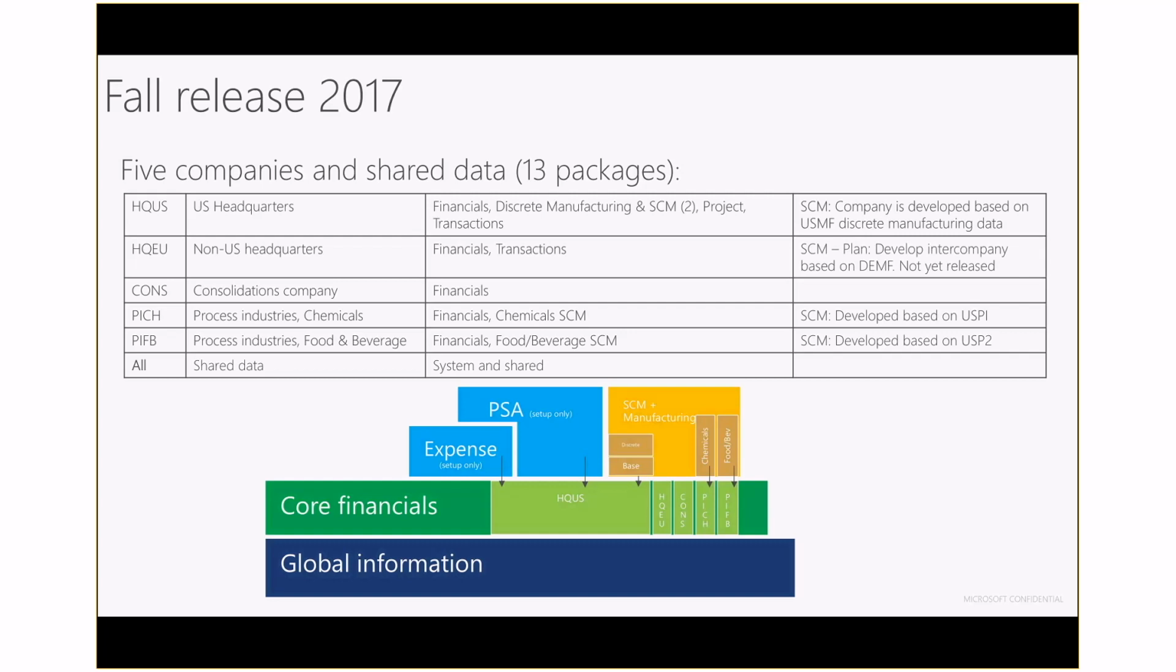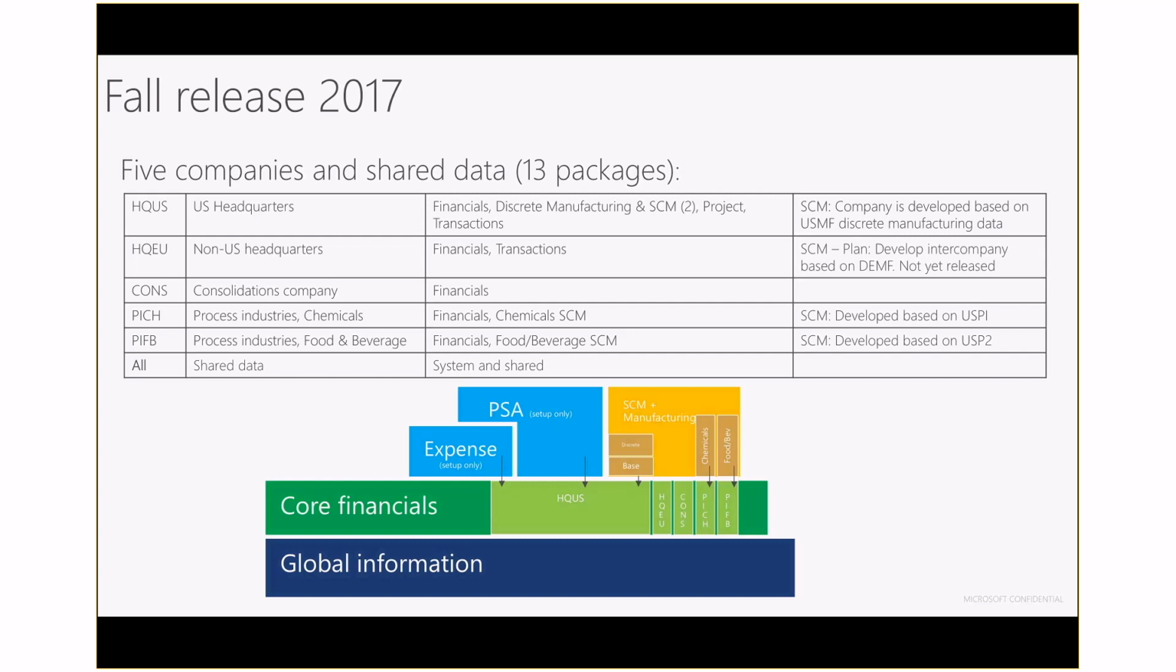The third company is a really tiny company. It's called Cons, a consolidation company. This is where you can do your consolidations, and we've got the whole eliminations set up there. It's just financials, and it's probably 8 entities that we load some data for, so it's very small, but it's just meant for your consolidations.